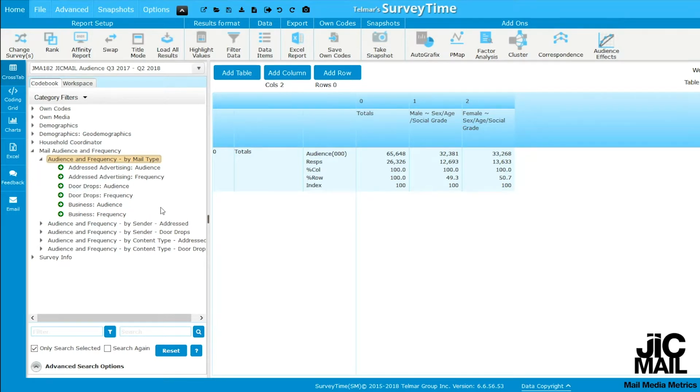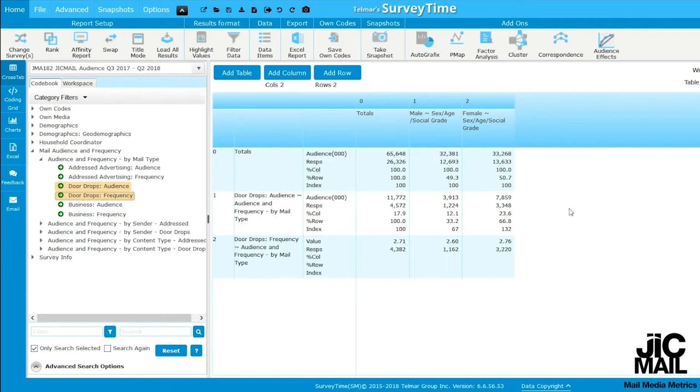Now, you'll notice that for each of these mail types, there are two variables that you can drop into the data. We have door drops audience, for example, and door drops frequency. The audience variable is essentially used for assessing exposure and figuring out how likely your audience are to be exposed to mail in the first place. And frequency, as the name suggests, looks at how often they are returning to that mail item. So just to look at a comparison between those two, we're going to drop door drop audience and frequency into our rows.